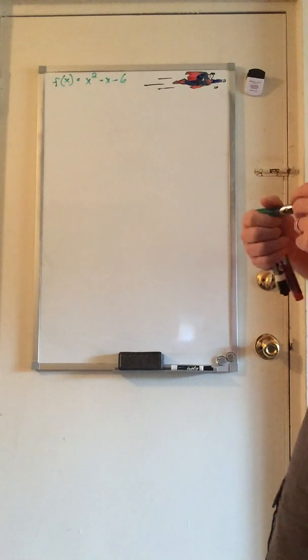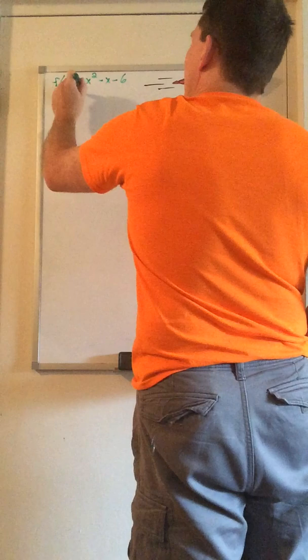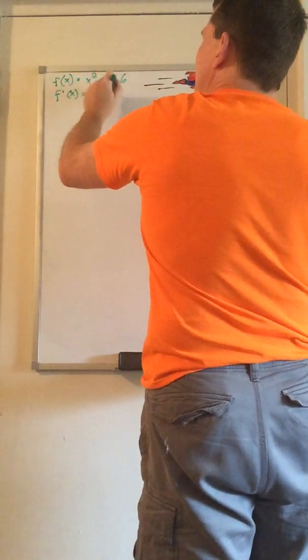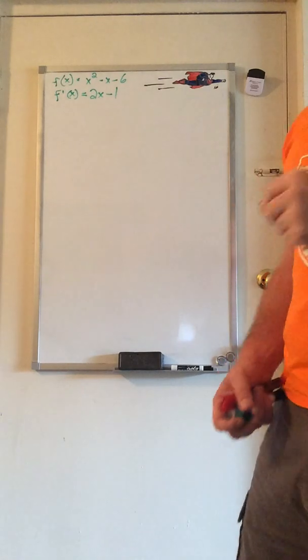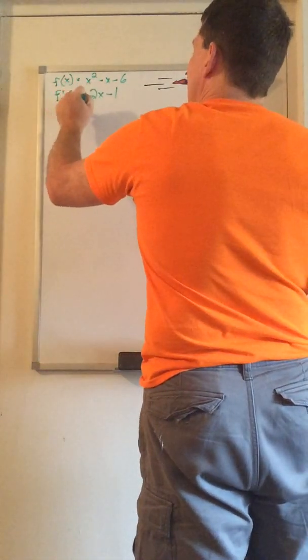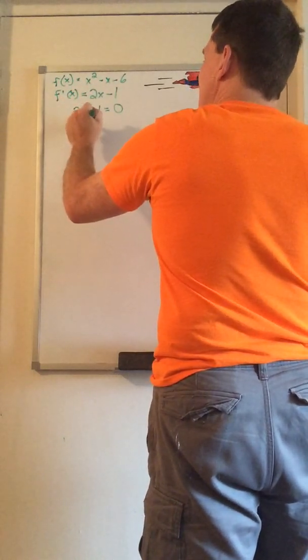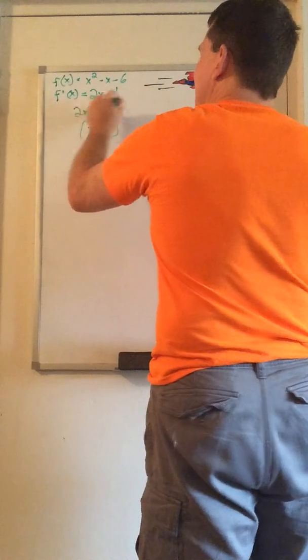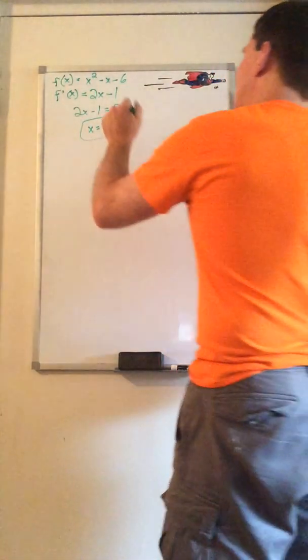So find it. Well, take the derivative. That's where the critical numbers come from. The derivative is 2x minus 1. And then to find the critical numbers, we said next, take the derivative and set it equal to 0 and solve. Add the 1, divide by 2, you get x equals a half. Now that's my critical number.